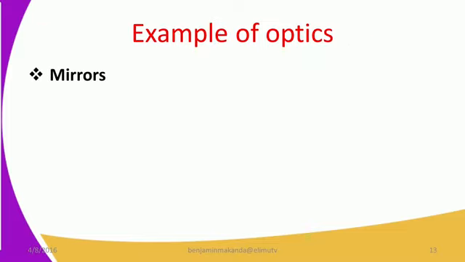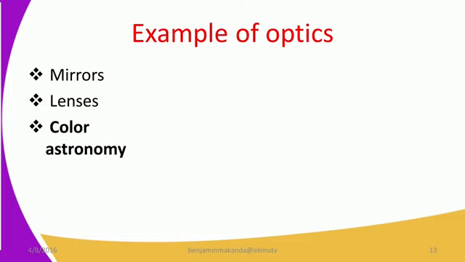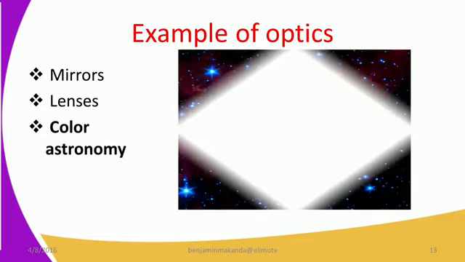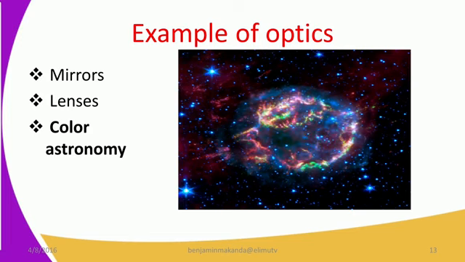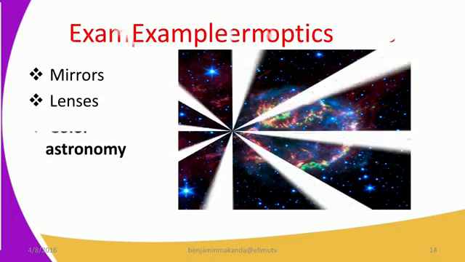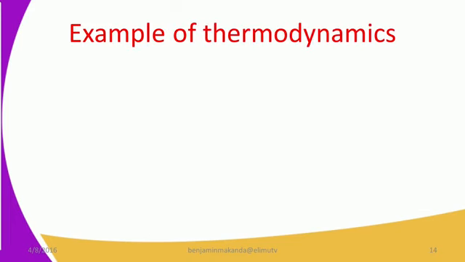Examples of optics are mirrors, lenses, color astronomy, and here we pick on the color astronomy. Physics studies the behavior of colors, and you know light is just a collection of colors, so that when you take these colors and then you separate them, you will be studying what we call color astronomy, and you're able to see it from the diagram here.